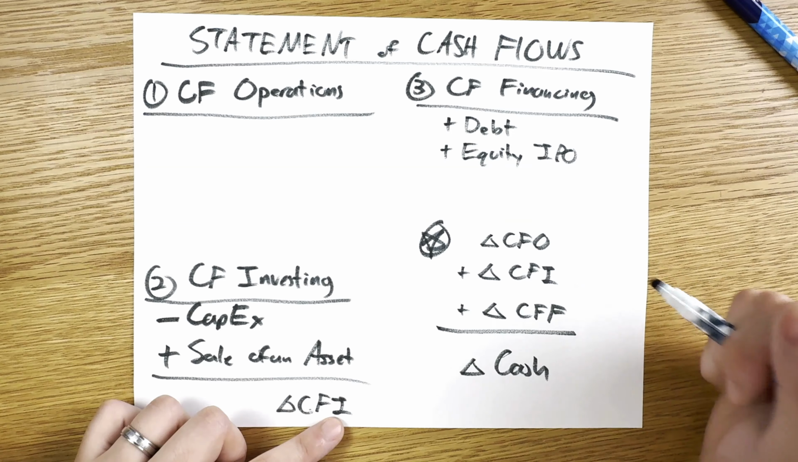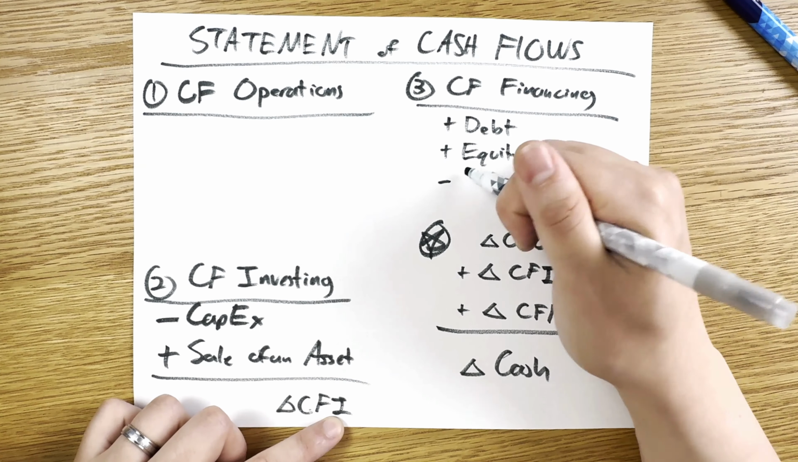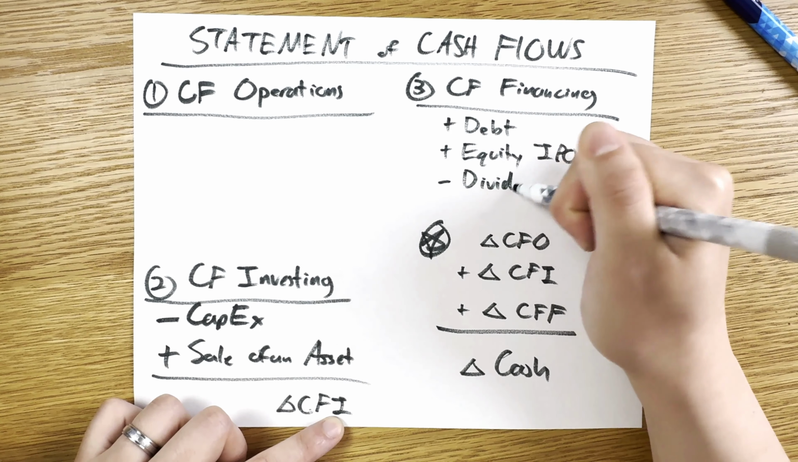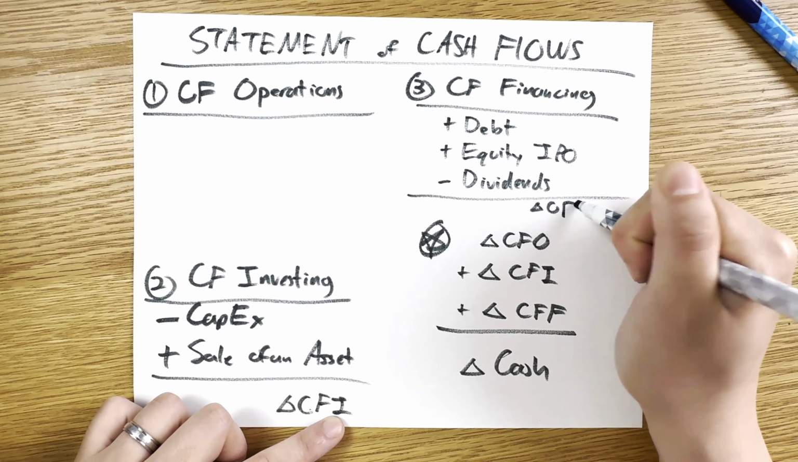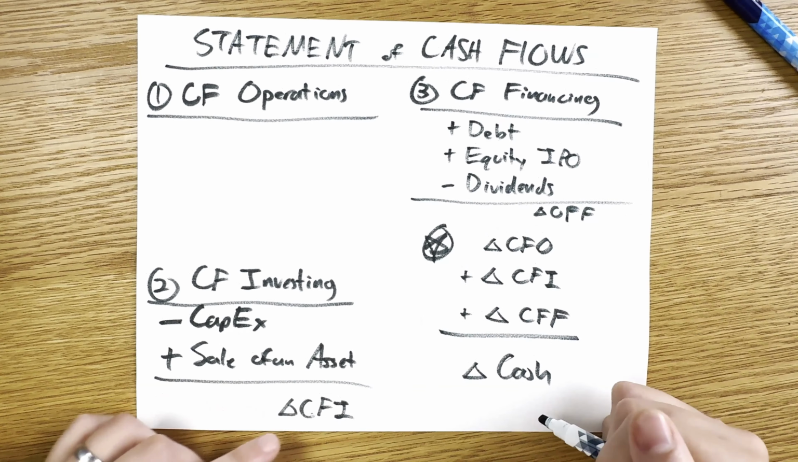And the only other main category in here is going to be dividends. Dividends are when you, as a business, have excess cash on your balance sheet and you decide to distribute that cash to the owners of the business. That altogether will get you to your change in cash flows from financing.